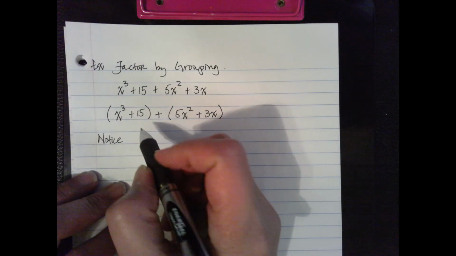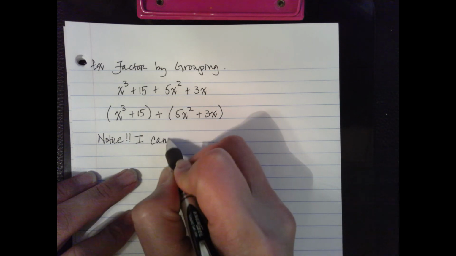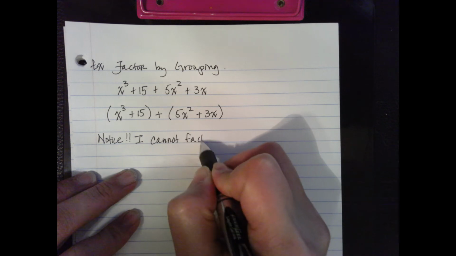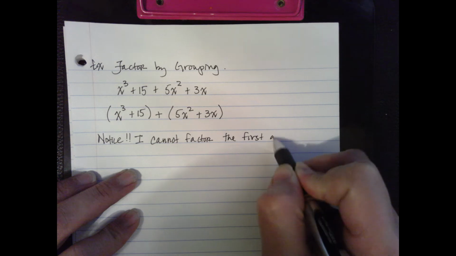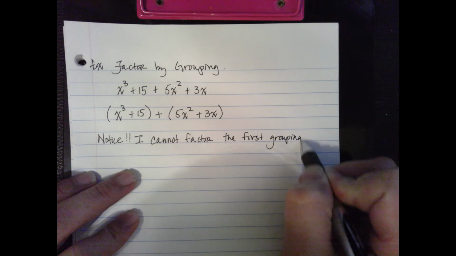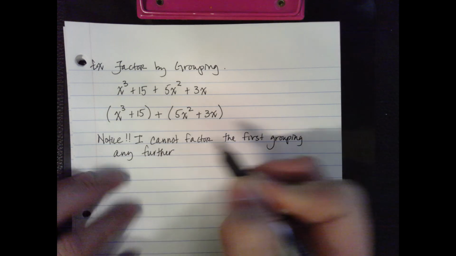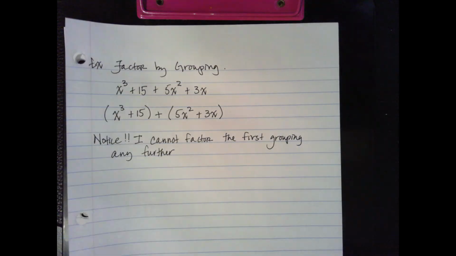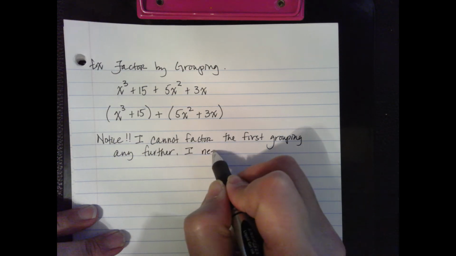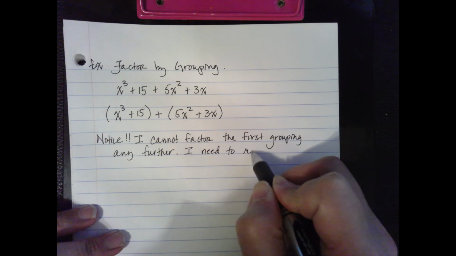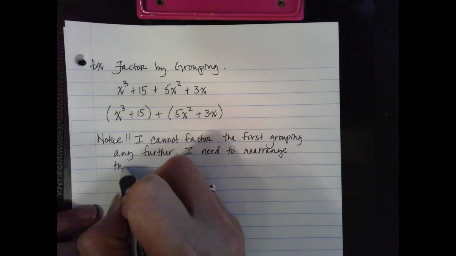Notice that I cannot factor the first grouping any further. The GCF between these two numbers is just 1. I need to rearrange the equation.